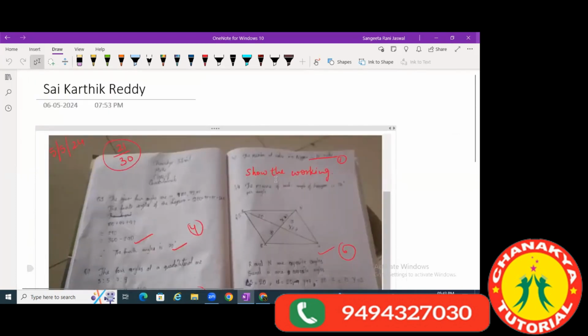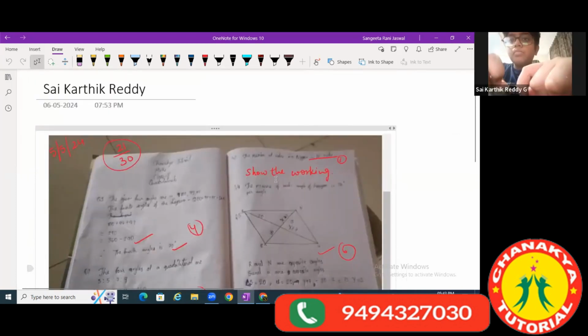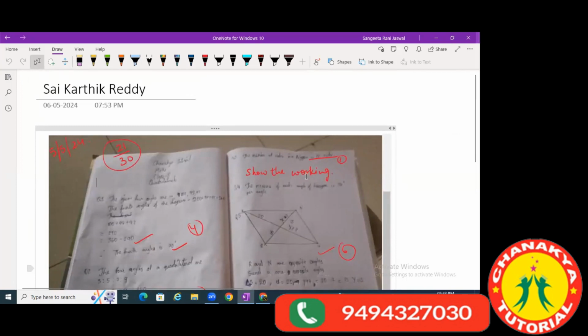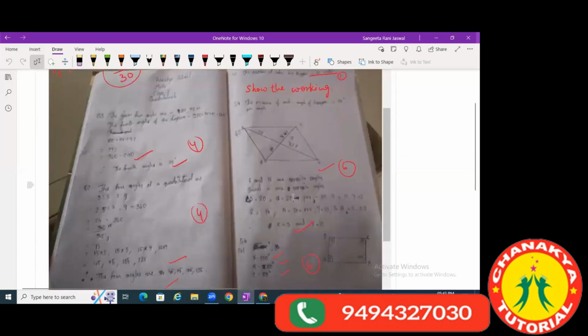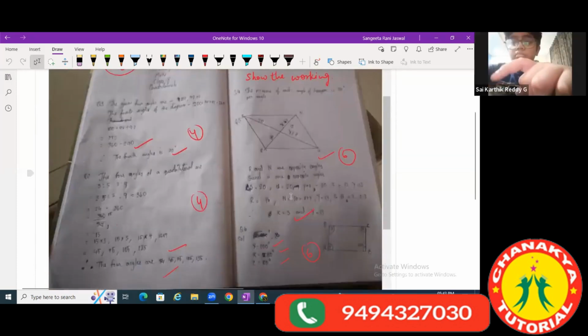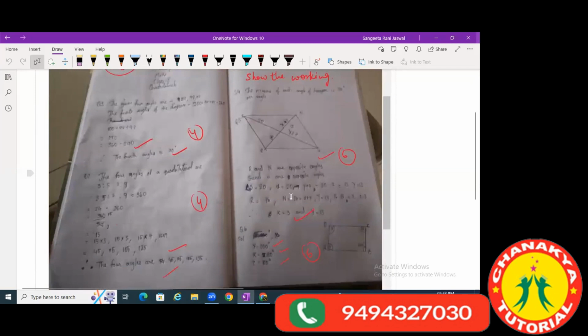Can you see? Yes, ma'am. This is your paper, no? Yes, ma'am. So don't do any question directly. You must always show the working. Always show your calculations. If you just write the direct answer, you will get only limited marks. Okay, ma'am. So always show the working.